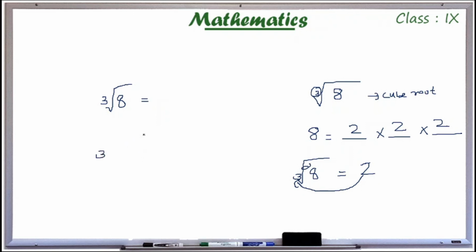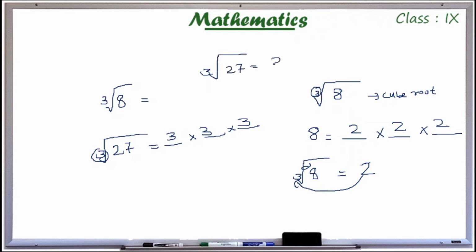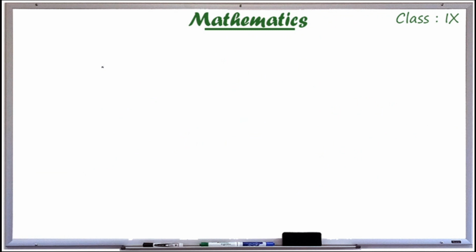Also third root of 27, a number is multiplied 3 times. So which is the number? 3. 3 into 3 into 3, which is equal to 27. So the cube root or third root of 27 is equal to 3. So coming into our equation, a raised to 1 by n is equal to nth root of a. Suppose 2nd root of a is equal to a raised to 1 by 2.